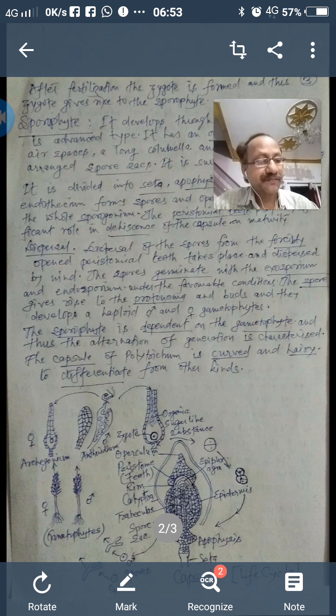The peristomial teeth play a very important, significant role in the dehiscence of the capsule on maturity. So the role of peristomial teeth is very specific here, to detach the capsule. Elaters are not here. Elaters and elaterophores are not found here, and therefore they do not take part in dehiscence. So it is quite different from Marchantia and Riccia.